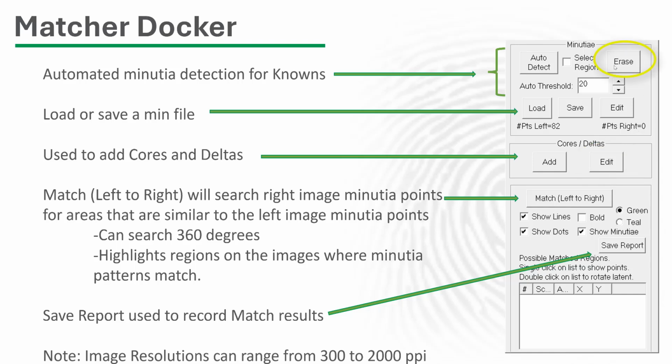This erase button up here is if you want to erase minutia points that are on your image. You can either erase every minutia point in an image. If you want to just erase minutia in an area, you click select region, draw the box, and then click erase.